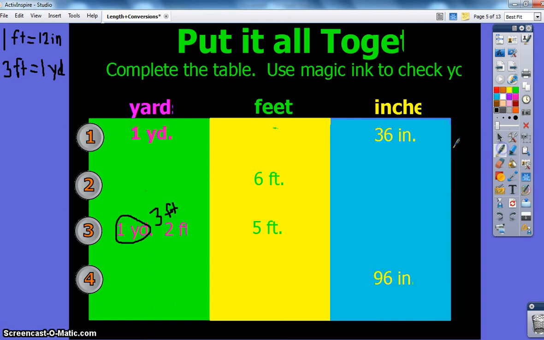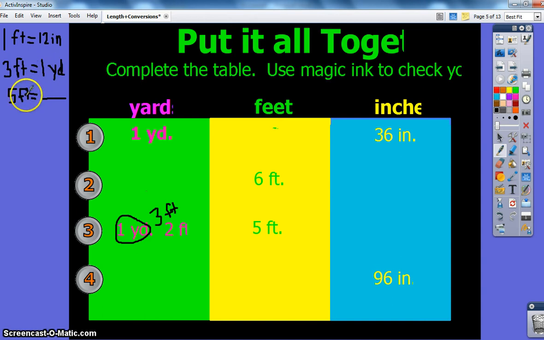Okay, so let's think about that for a second. On your star chart, it tells you that 1 foot equals 12 inches. I'm going from feet to inches, so I'm going from a large unit to a small unit. So what am I going to do? I'm going to multiply. Okay, because I want to know how many inches are in 5 feet.